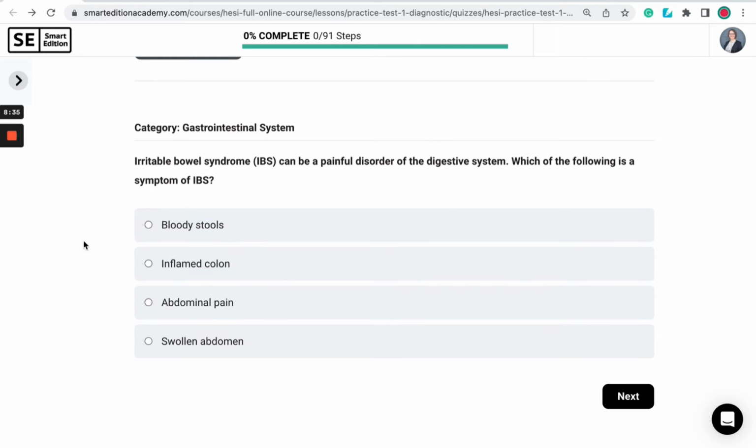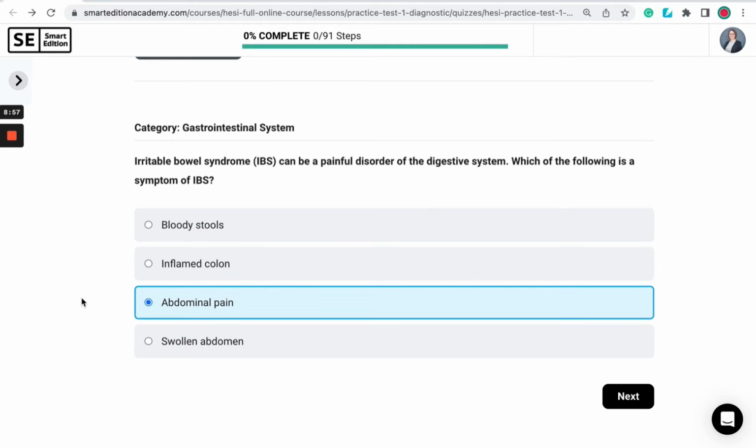Irritable bowel syndrome, or IBS, can be a painful disorder of the digestive system. Which of the following is a symptom of IBS? Is it bloody stools, an inflamed colon, abdominal pain, or a swollen abdomen? So your answer here is abdominal pain.